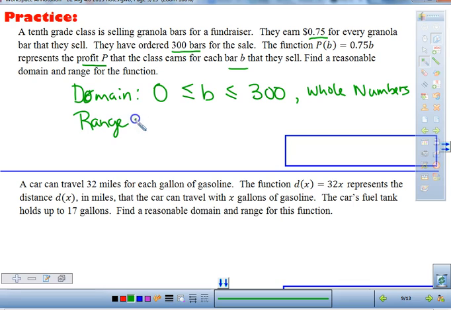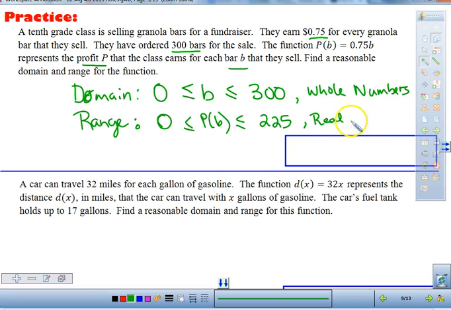If we are talking about the range, our profit is going to be, well, if we sell 0, we don't make any money, but the biggest profit we could make, the profit of our bars, P of B, is going to be less than or equal to 75 cents times 300. It gives us $225. Okay, so this is going to be for real numbers.